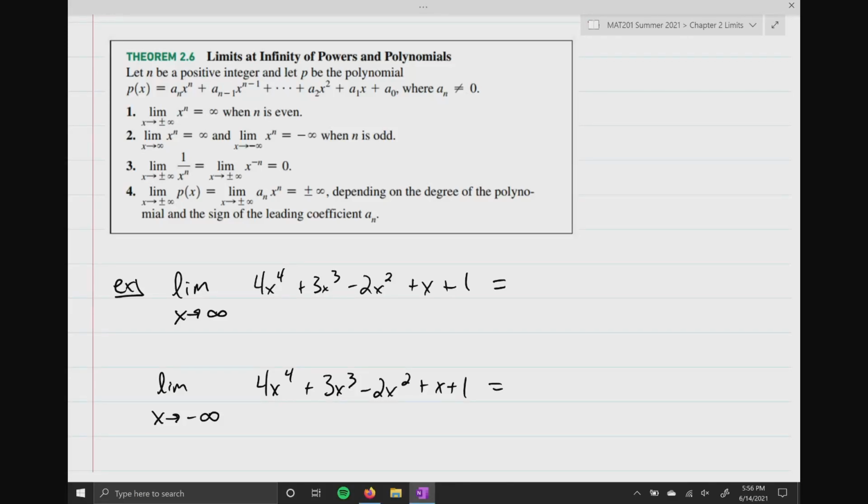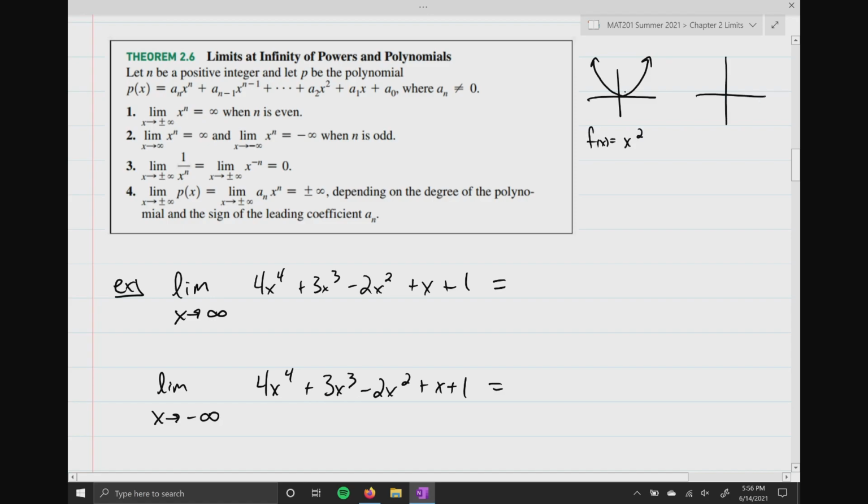In this part, we're going to look at Theorem 2.6, which deals with limits at infinity and powers of polynomials. So, before I even get started, I want to go over just two very basic polynomial functions that we should all know their graphs. So the first one is going to be the polynomial f of x equals x squared.